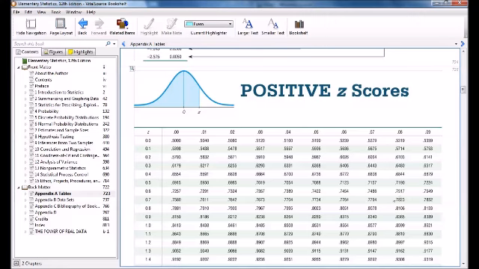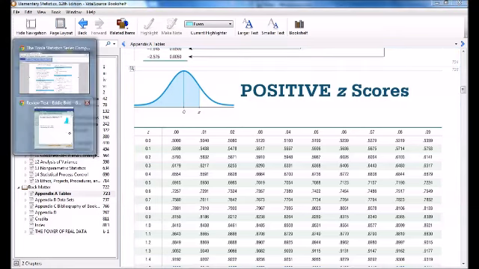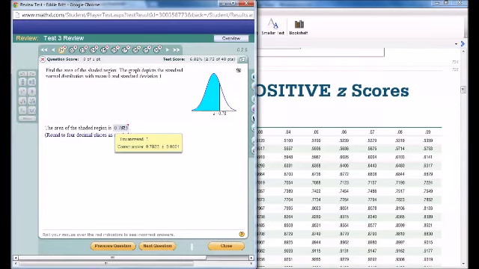What does that mean? That means the area cumulative from left all the way up to that z of 0.78 is 0.7823. So that's your answer, 0.7823.